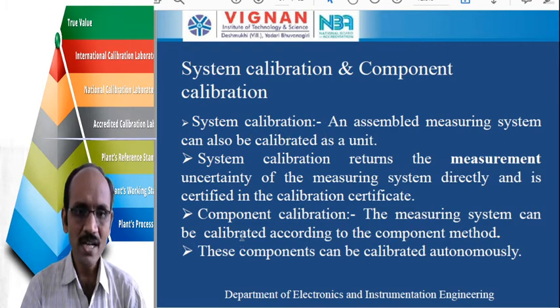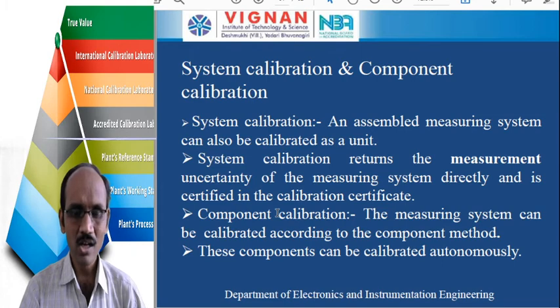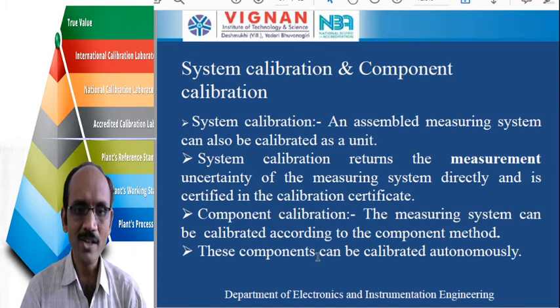In component calibration, within the system we will have a large number of components. Individually we calibrate the components used in the system. After calibrating individual components, we then check the calibration of the system against another standard system. That is called component calibration. The measuring system can be calibrated according to the component method, and these components can be calibrated autonomously.